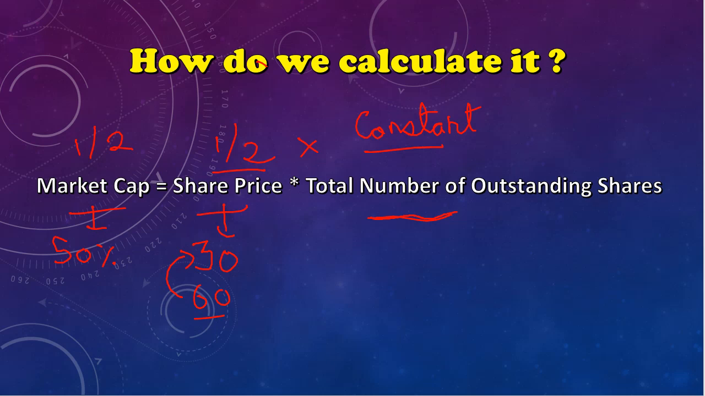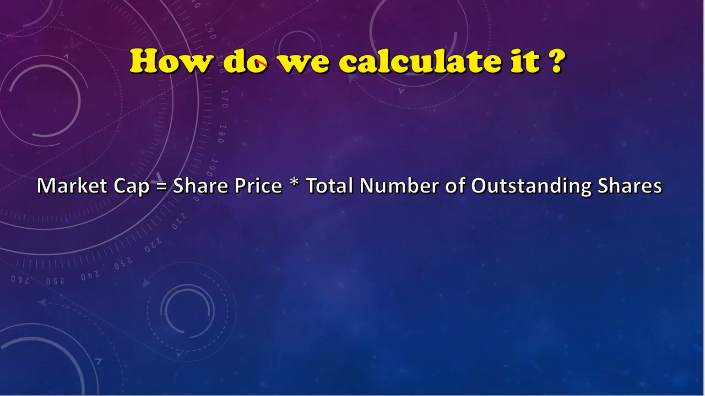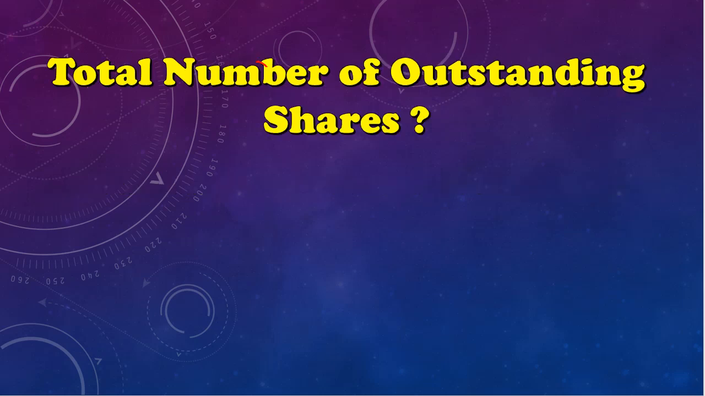So on a day-to-day basis, when you see the market cap of a company, it fluctuates daily based on the share price. But there are two terms to the market cap. One is the share price, and the second one is the total number of outstanding shares. So now let's try to understand the total number of outstanding shares: how do we calculate it and what does it mean?